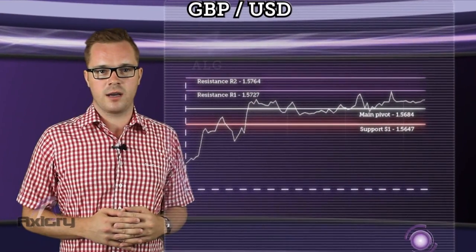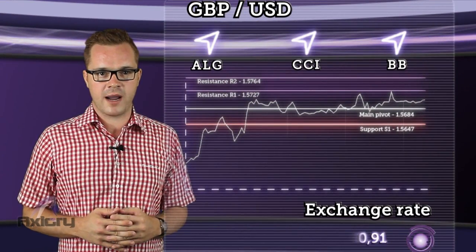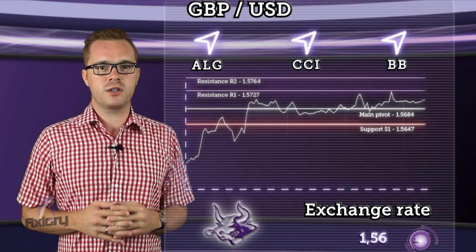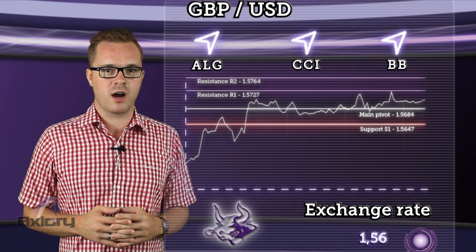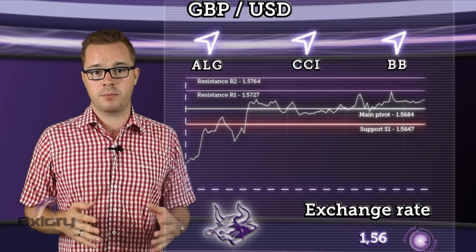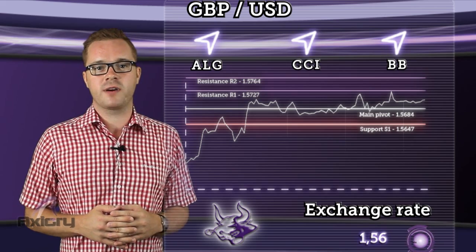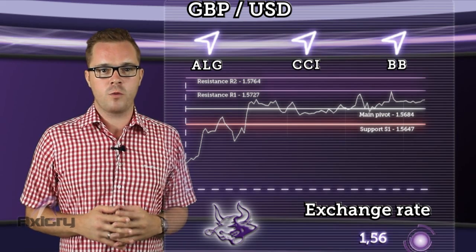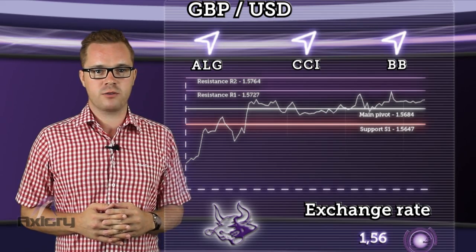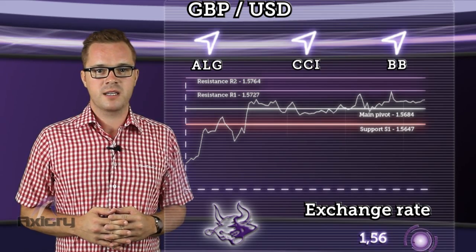Next up is the sterling dollar. We're expecting price will move sideways above daily pivot, and after consolidation will rebound, continue rise towards resistance R1 and possibly approaching R2. However, decline below daily pivot will be indicating correction and price could retest support S1. The summary of indicators show a bullish trend.